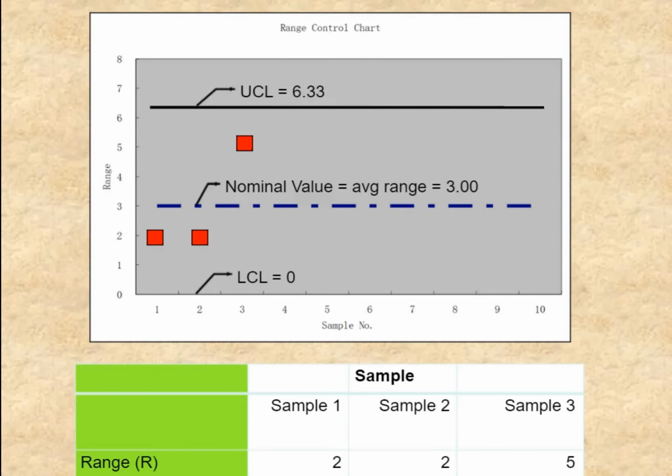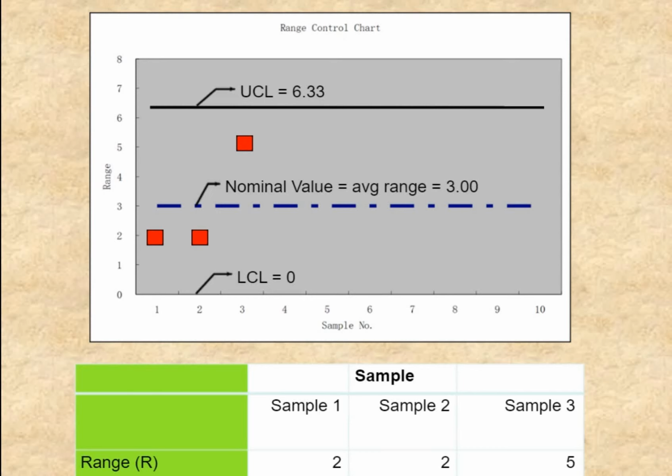Now we draw two lines, UCL and LCL. UCL equals 6.33, LCL equals 0. We know that our ranges, in our example, the ranges are for sample 1, sample 2, up to sample 5.